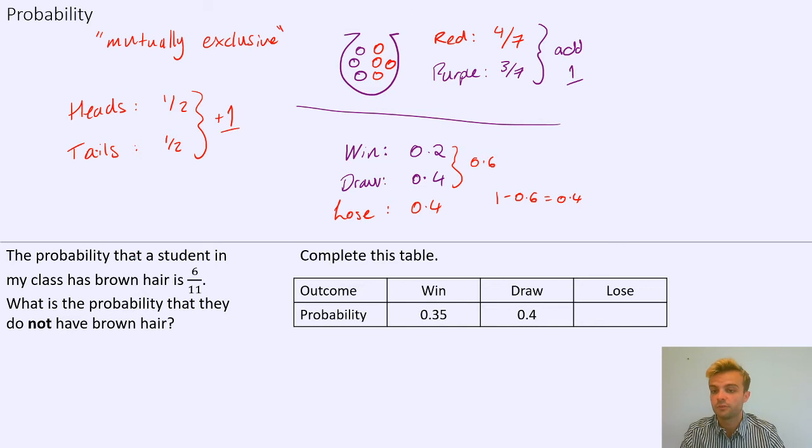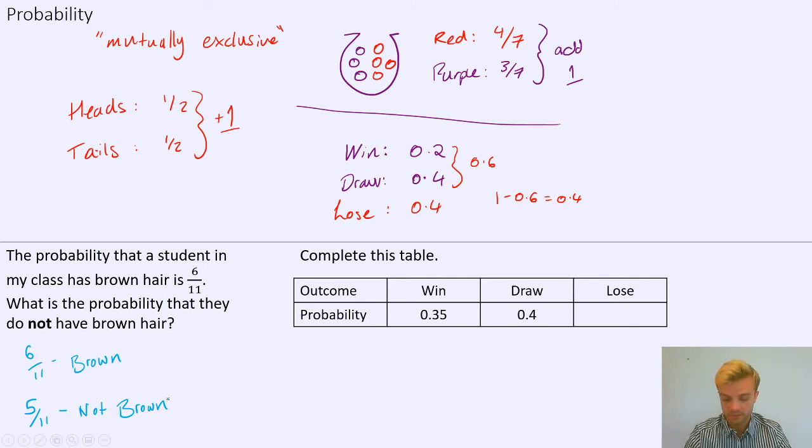So the probability that they do not have brown hair is the rest of the probability. So it's the rest of the 11ths. 6/11 is the probability that they have brown hair, as it says in the question. So how many other 11ths are there? That's 6/11, so 6, 7, 8, 9, 10, 11. So there are 5 11ths unaccounted for. That's the rest of the probability. So that's the probability that it's not brown.